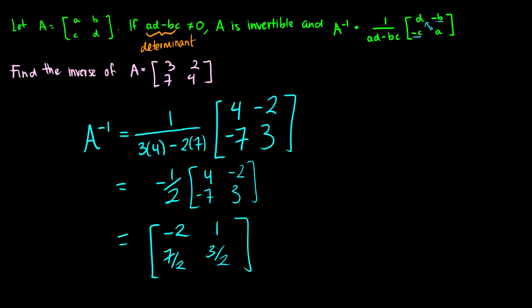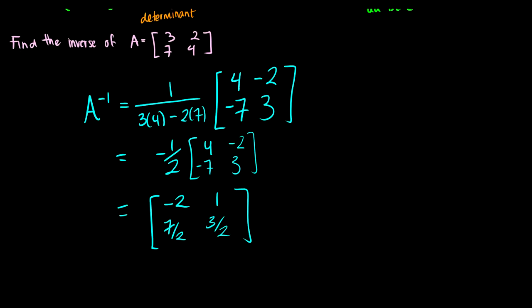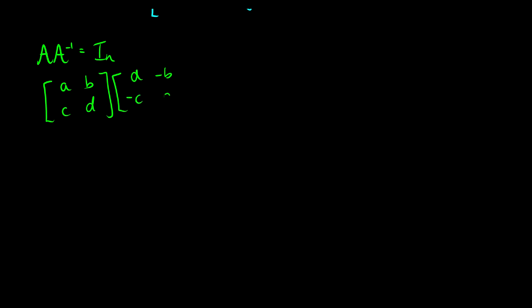Okay, so what you can do to confirm that this inverse works is now we can take A times A inverse, and we can show that it equals the identity matrix. So if we have a, b, c, and d, then we can multiply it by the inverse. So this is going to be d, negative b, negative c, and a, and this is all multiplied by 1 over ad minus bc.